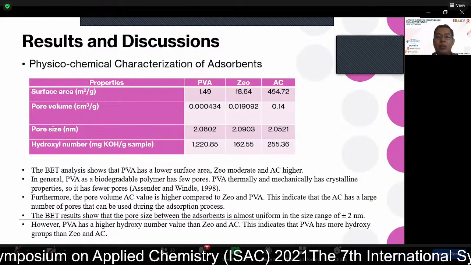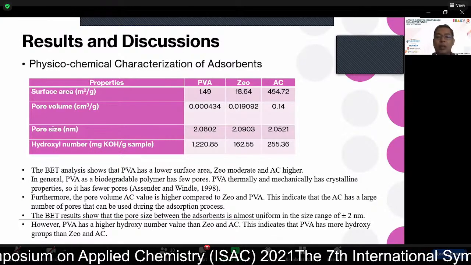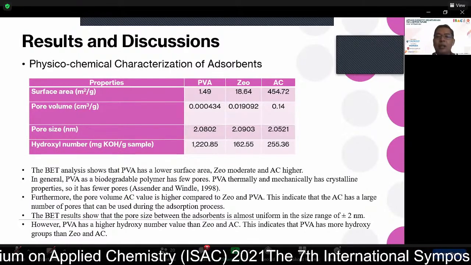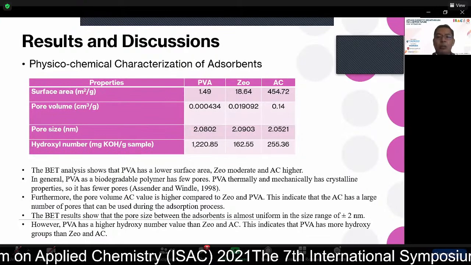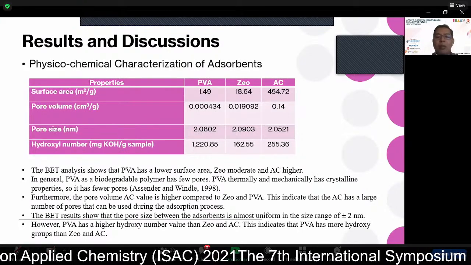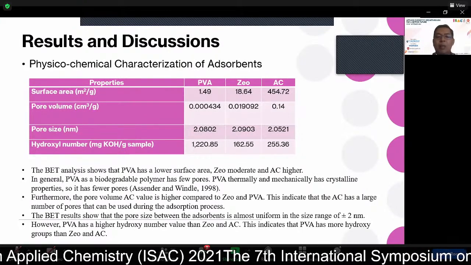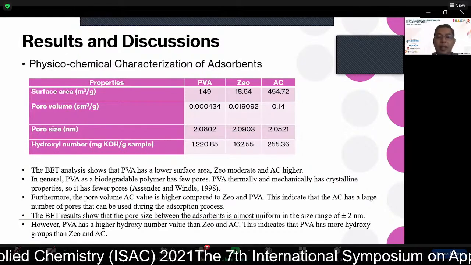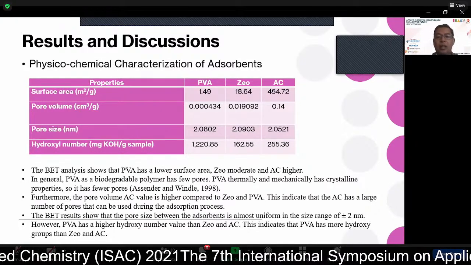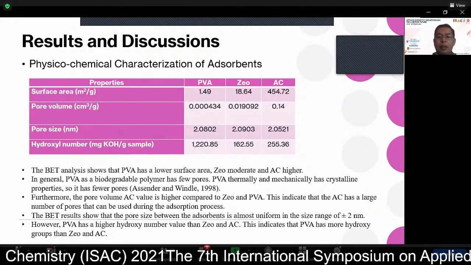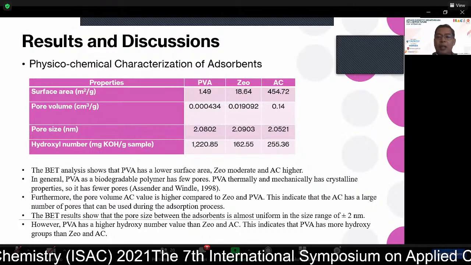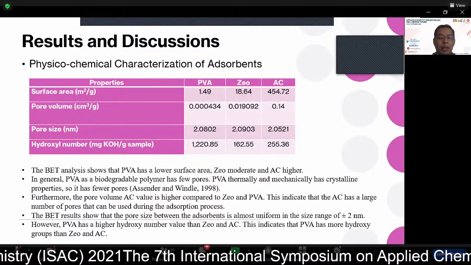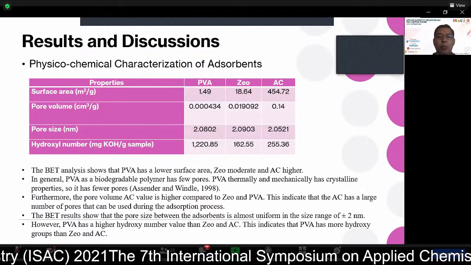The BET result shows that the pore size between the adsorbents is almost uniform, in the range of around 2 nanometers. However, PVA has a higher hydroxyl number value than zeolite and activated carbon. This indicates that PVA has more hydroxyl groups than zeolite and activated carbon.